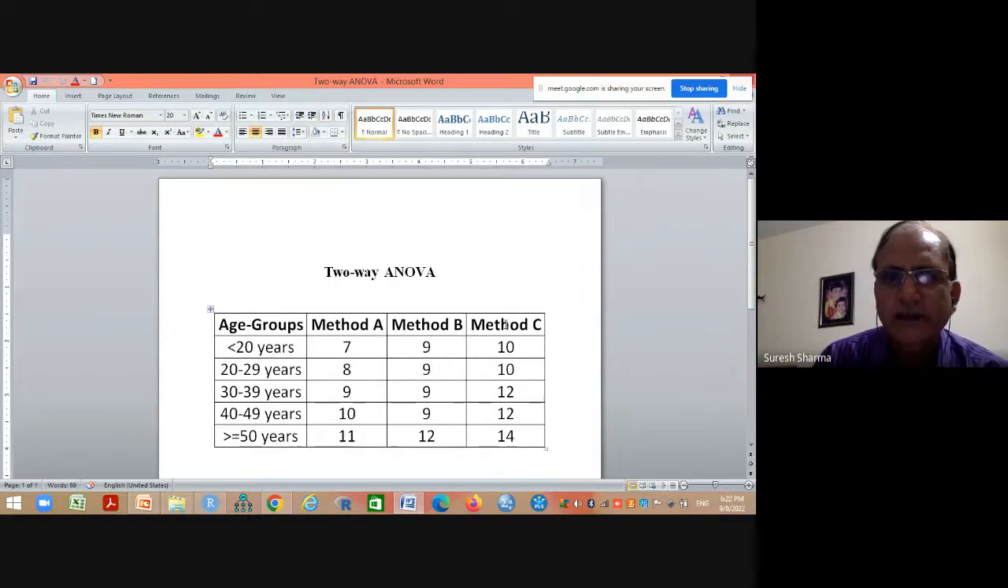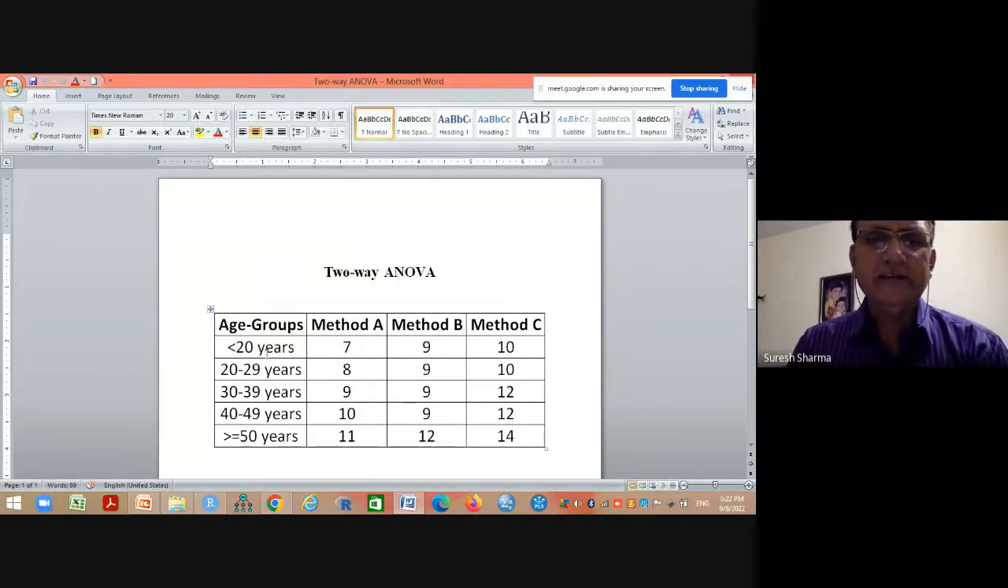Method A, method B, and method C, and it has been taught to different age groups. Some people are less than 20 years, some are between 20 to 29 years, 30 to 39, 40 to 49, more than 50 years. And this is the time of learning. For example, if a person is less than 20 years, he has been taught by method A.